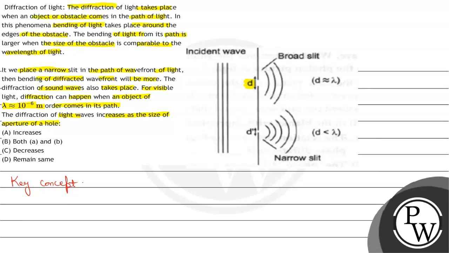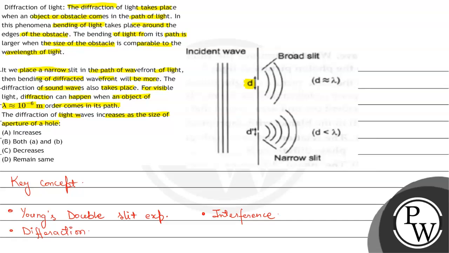So the first key concept behind this question is Young's double slit experiment. The second key concept, on which Young's double slit experiment is based, is interference. And the phenomenon on which interference depends is diffraction. The main concept in this question is diffraction.